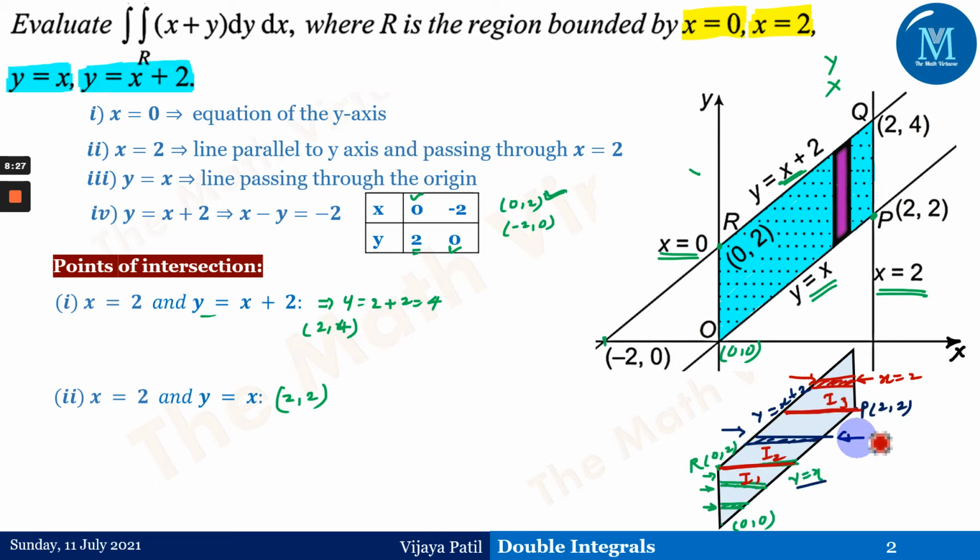These three integrals you need to solve in this case, and that's the reason it is advisable, or you can say it's a good choice, to go with a strip parallel to the y-axis. So that's the reason we are considering here a strip parallel to the y-axis.